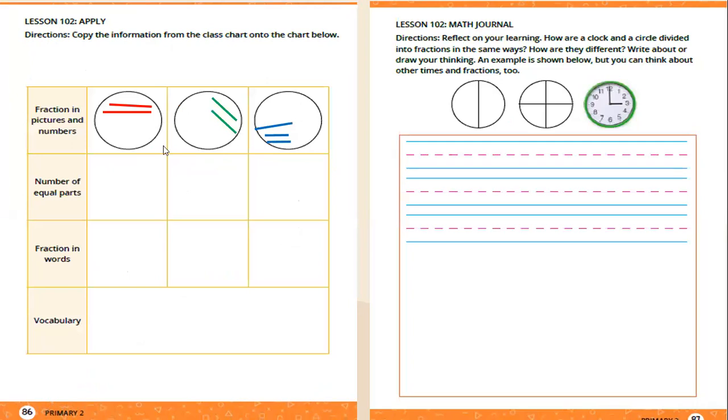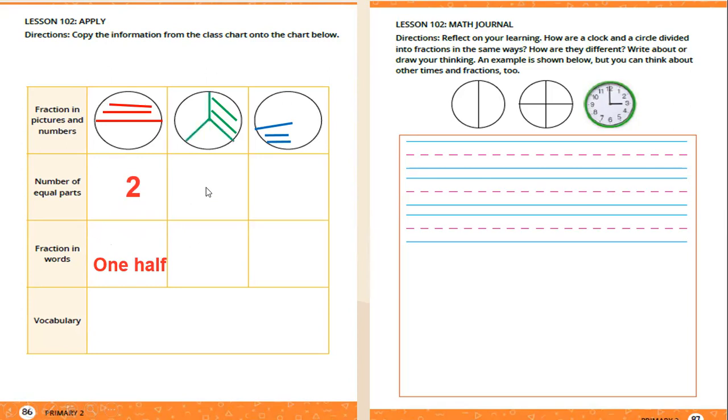Now let's move to the next one. Copy the information from the class chart. Here we have some circles and we will shade parts of them, and we will solve the questions. In the first one, the number of equal parts is 2. The circle is divided into 2 equal parts. The fraction in words: if it's divided into 2 equal parts, each part is called 1/2. This part is called 1/2, and this part is called 1/2.